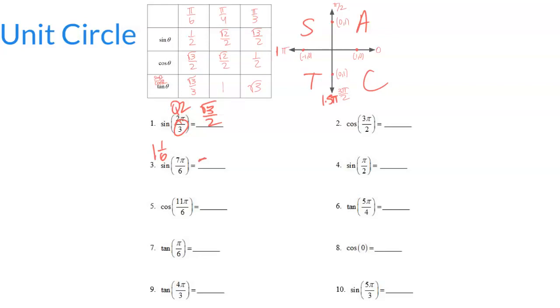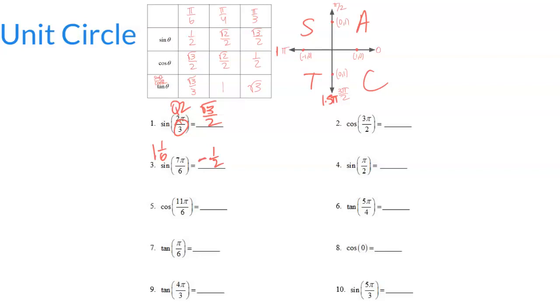the answer here is going to be negative, and then the reference angle is pi over 6, and looking at my chart, the sine of pi over 6 is right here. It is 1/2, and so the answer to sine of 7 pi over 6 will be -1/2.